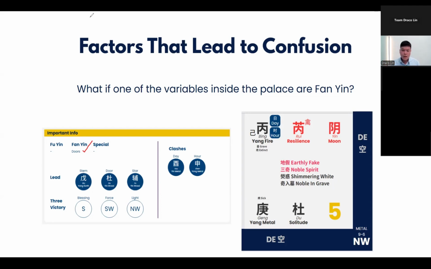Funning also means it cannot be used. So that's not true. So if one variable has Funning and one variable has Fu-Yin, it means these two different variables have different meanings, different problems, and different solutions to solve them.